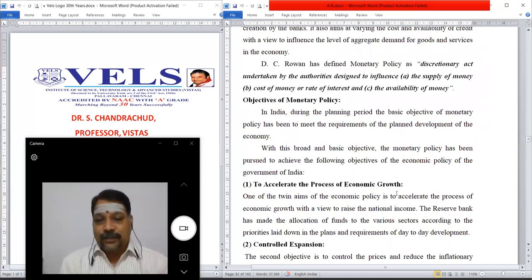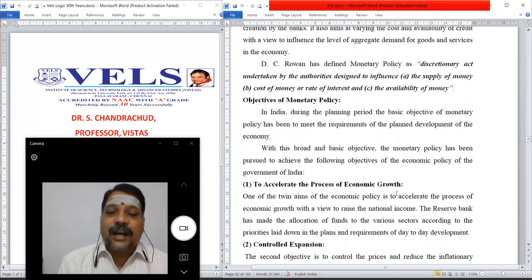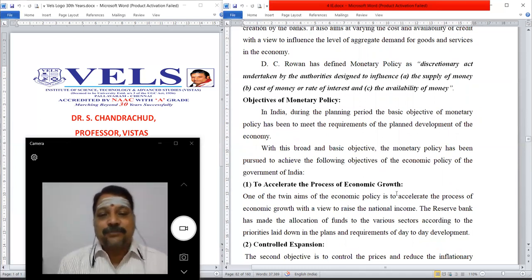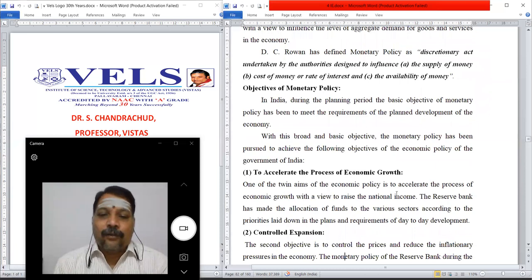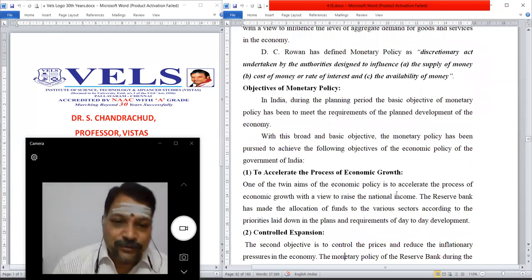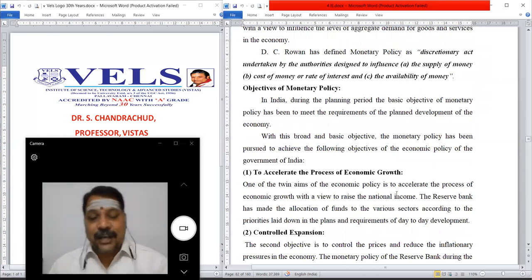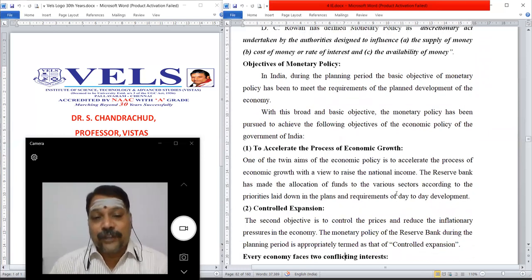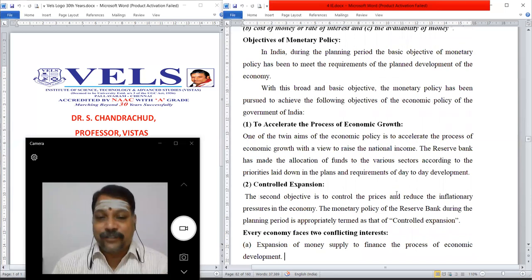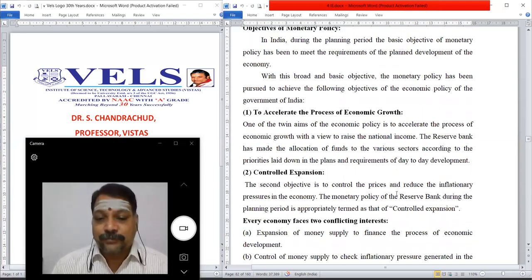The objective of the policy: in India during the planning period, the basic objective of monetary policy has been to meet the requirement of planned development of the economy. With a broad and basic objective, the monetary policy has been pursued to achieve the following objectives of economic policy by the government of India. We will see one by one.